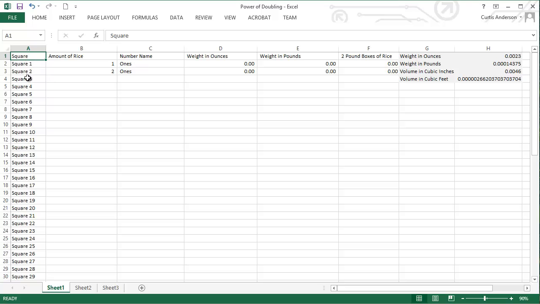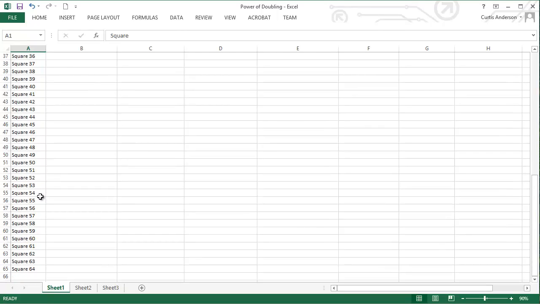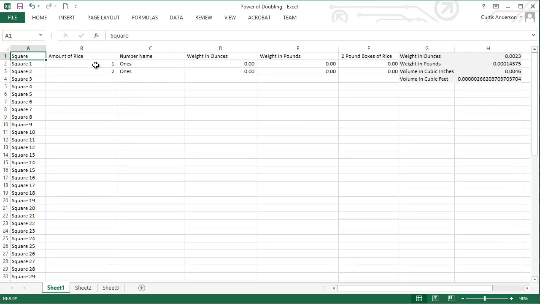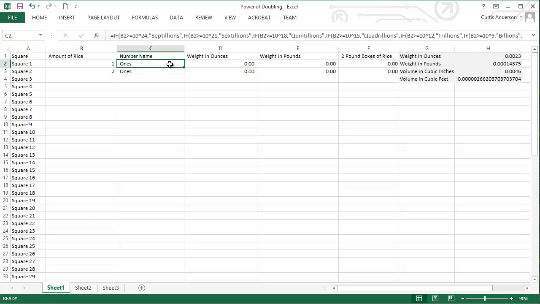So on this spreadsheet here, I have spaces for each of the squares, and you'll see it goes down to 64 squares. The amount of rice, we start off here with 1, and then the number name, that's important. So I'm using a nested if statement there. A little bit of nerdiness. So we got a 1, which means this is a ones number. The weight in ounces, the weight in pounds, and the number of 2-pound boxes of rice that one grain of rice would fill. In this case, it wouldn't fill it at all.